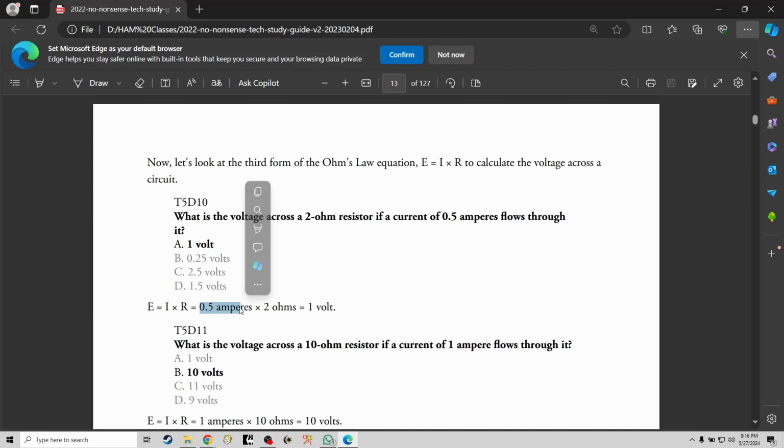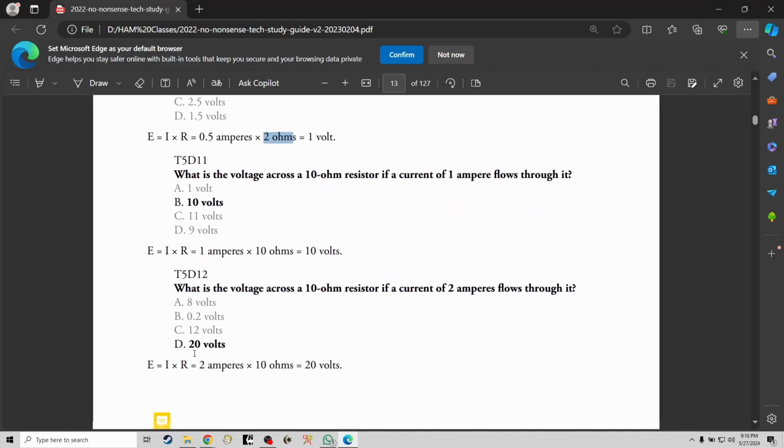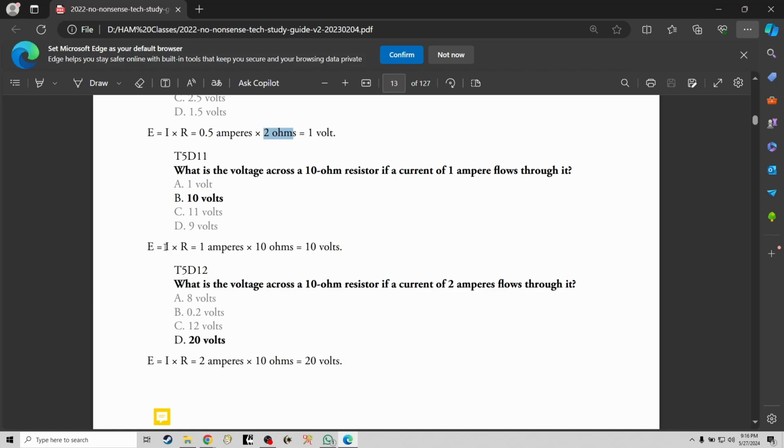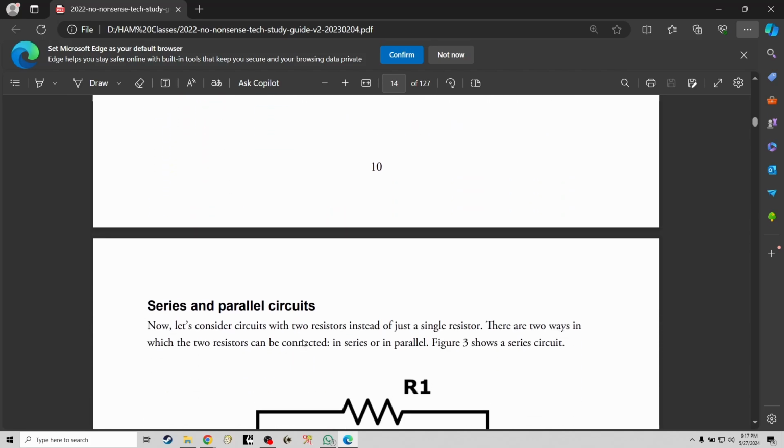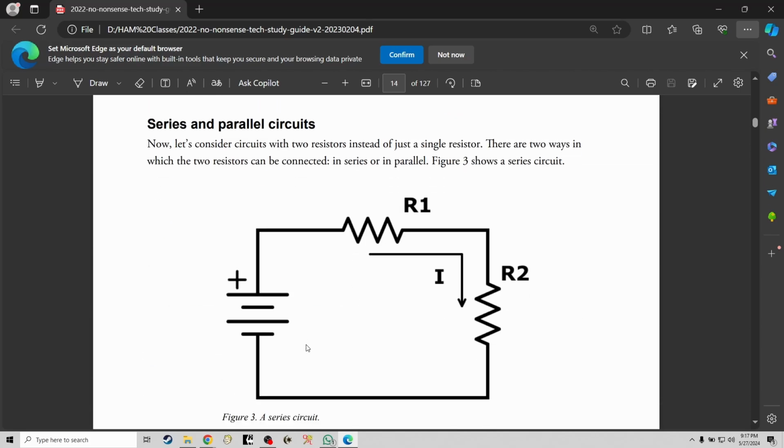Just real quick, 0.5 amps times 2 ohms, you get 1 volt. Again, same thing here: E equals I times R. So 1 amp times your 10 ohms equals 10 volts. Same question again. You have 10 ohms, and it's flowing through a 2 amp current. So you take your 2 amps, times it by 10, and you get 20 volts.